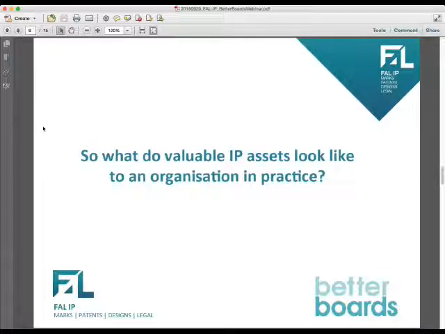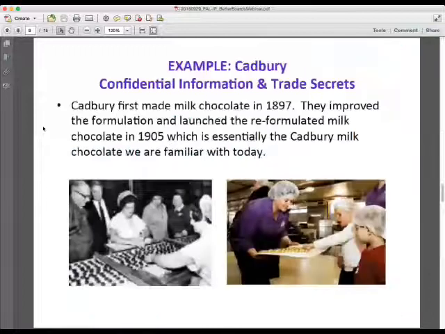Okay, so basically we've explained the theory of IP assets. We just wanted to show you what these IP assets may look like to an organization in practice. So we've chosen an organization, which is Cadbury, which is pretty well known. And we're just going to show you what each of the IP rights look like for this company.